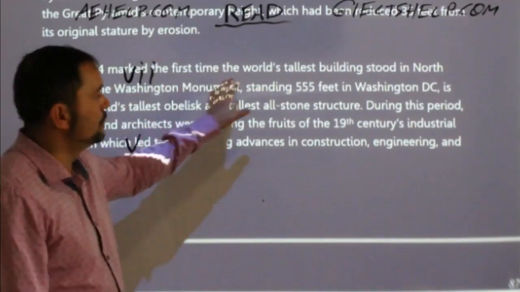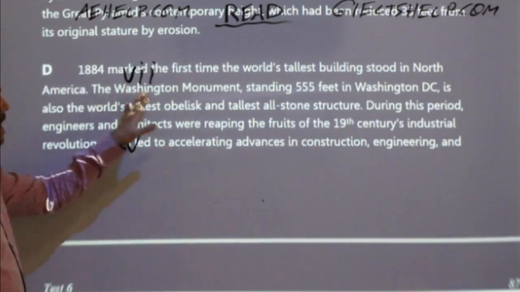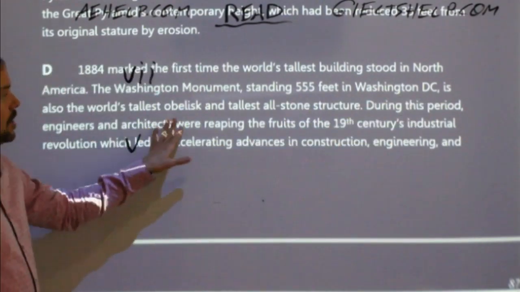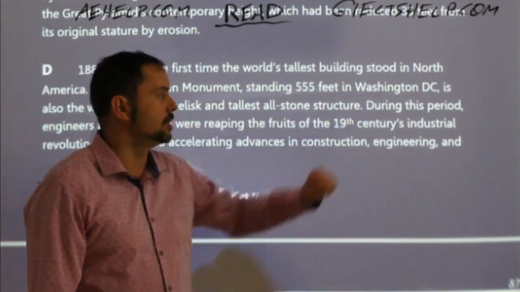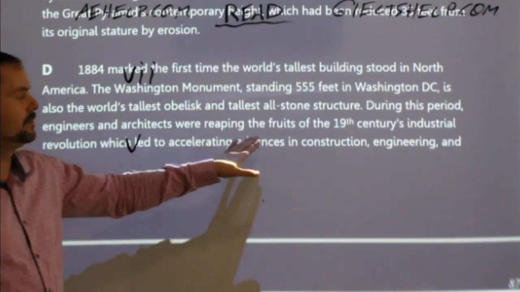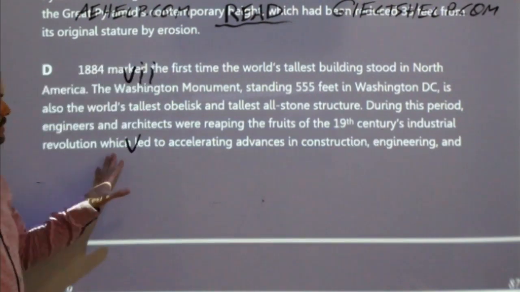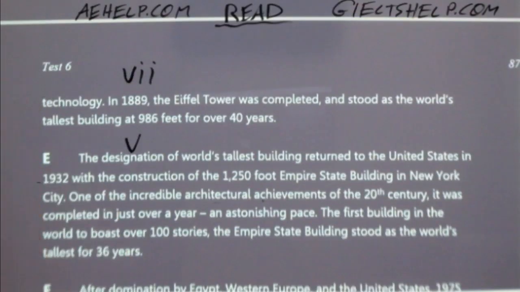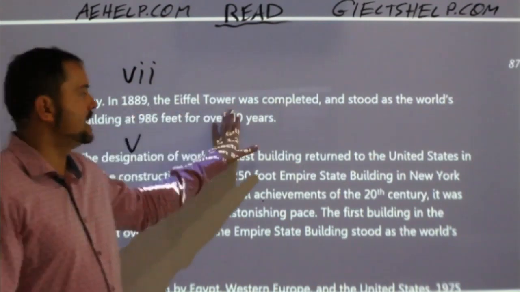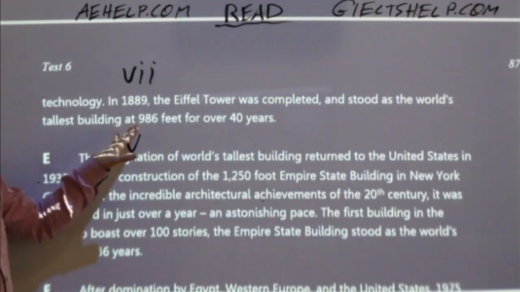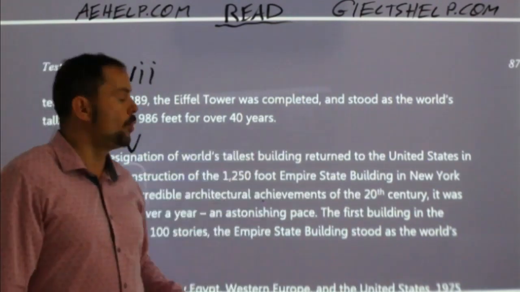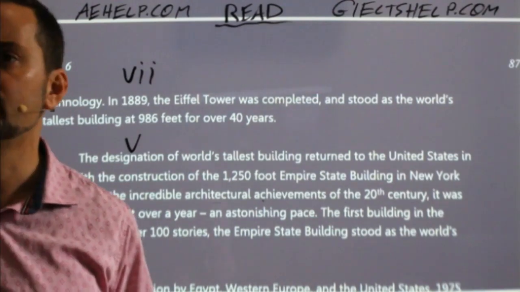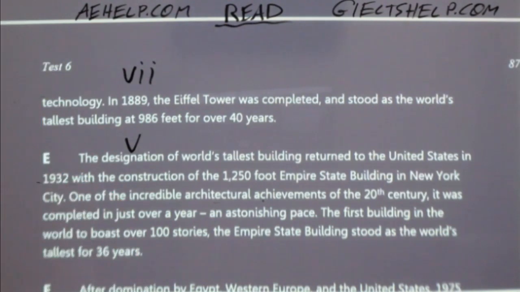1884 marked the first time the world's tallest building stood in North America. The Washington Monument, standing 555 feet, in Washington, D.C. is also the world's tallest obelisk and tallest all-stone structure. During this period, engineers and architects were reaping the fruits of the 19th century Industrial Revolution, which led to accelerating advances in construction, engineering, and technology. In 1889, the Eiffel Tower was completed and stood as the world's tallest building at 986 feet for over 40 years. What is this paragraph about?